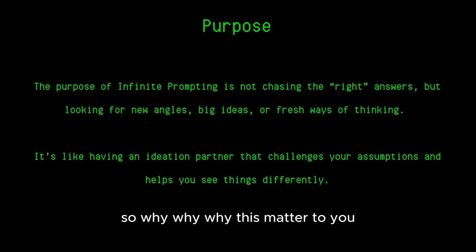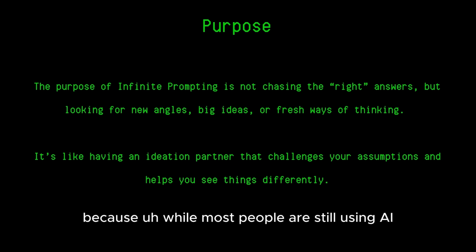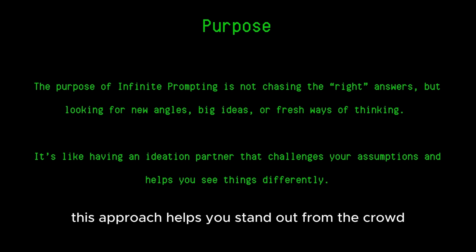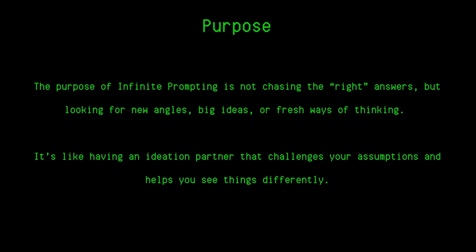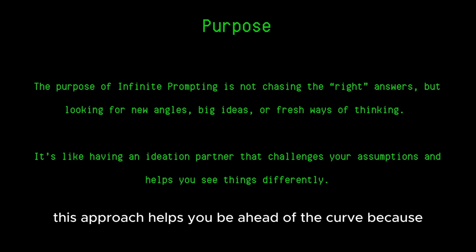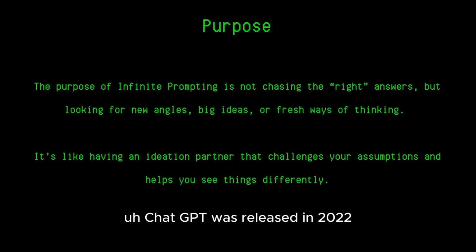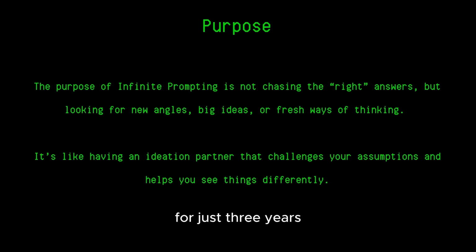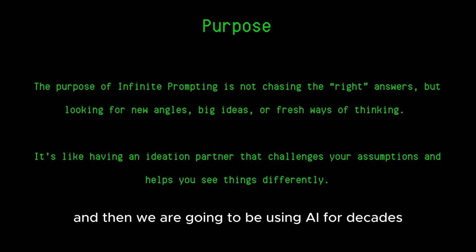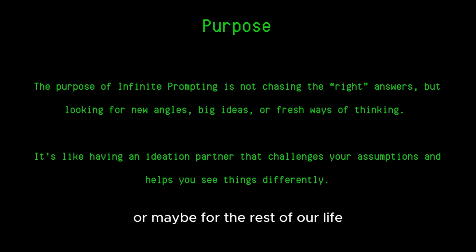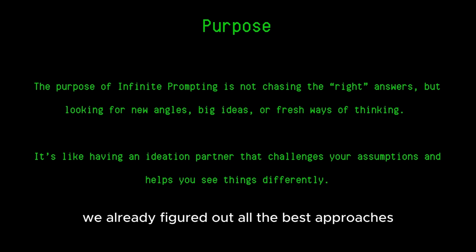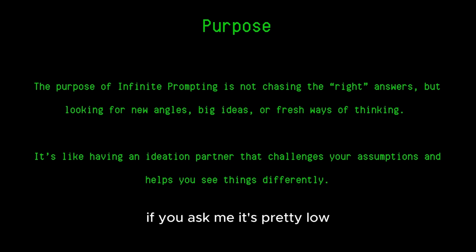So why does this matter to you? Because while most people are still using AI in the basic ways, this approach helps you stand out from the crowd. This approach helps you be ahead of the curve, because ChatGPT was released in 2022, and right now it's 2025. So AI just came into the mainstream picture for just 3 years, and we are going to be using AI for decades or maybe for the rest of our life. So in these 3 years, what are the chances we already figured out all the best approaches? If you ask me, it's pretty low.